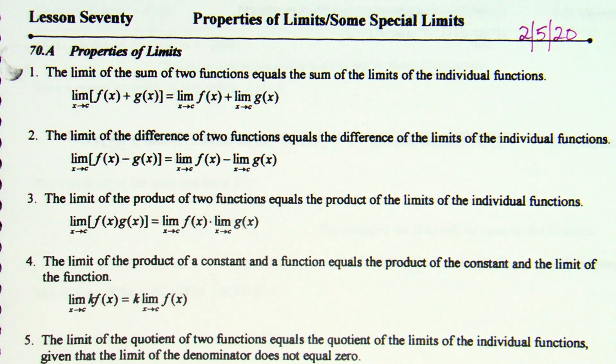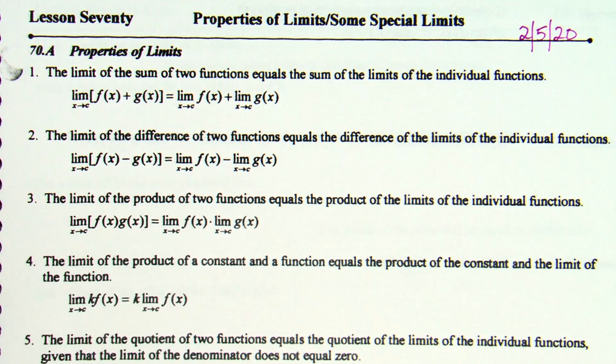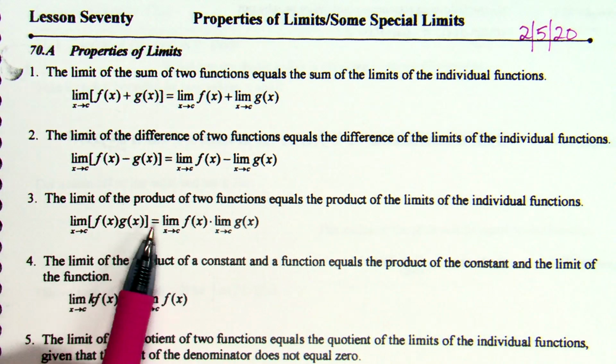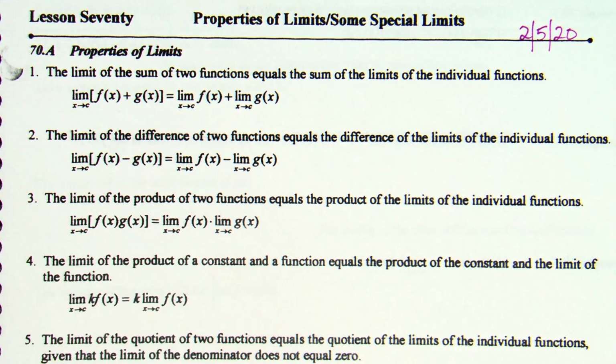Number 2, ditto that, but with subtraction. The limit of the difference of 2 functions equals the difference of the limits of the individual functions. So same thing. The limit of f minus g is the same thing as the limit of f minus the limit of g. Number 3, ditto it, but with multiplication. The limit of the product of 2 functions equals the product of the limit of the 2 functions. So the limit of f times g is equal to the limit of f times the limit of g.